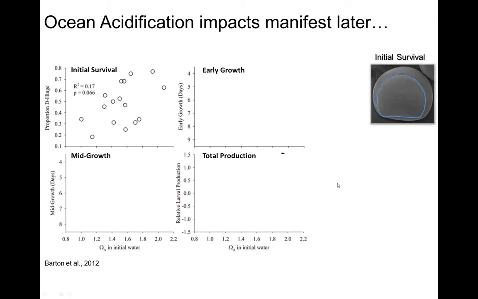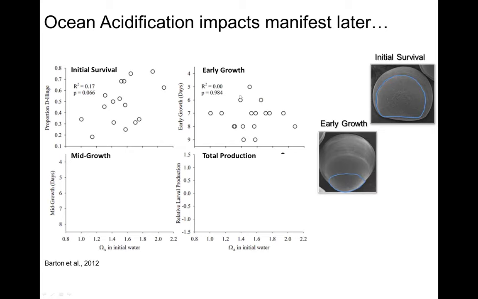And so what you'll see is that there's initial survival to the D-hinge stage. There's a slight trend, but it's non-significant. There's not a correlation, but you can see a slight trend. So as the saturation state increases, they tend to do better. And again, you'll notice that almost all the conditions are in supersaturated waters.